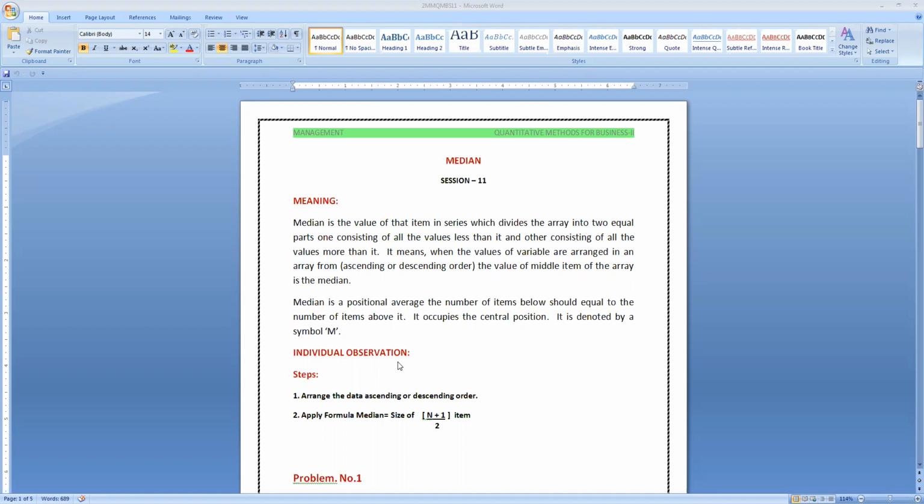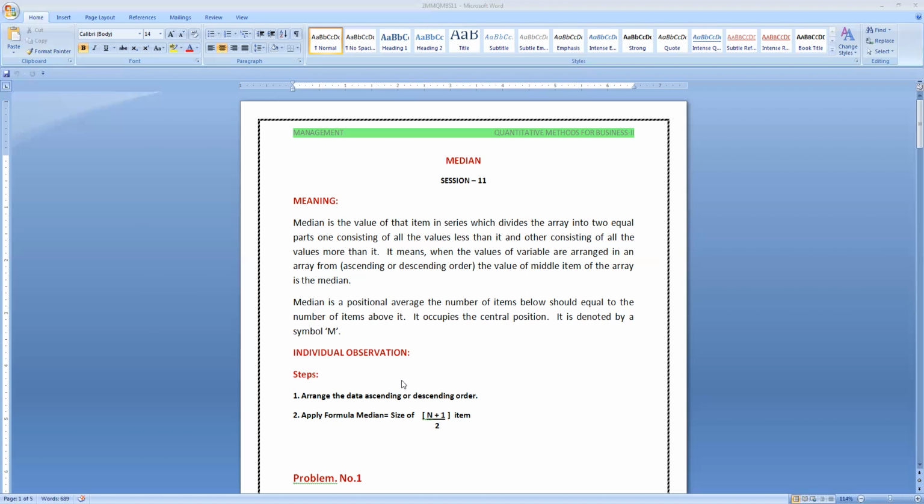In this session, I am going to have a discussion on the second type of average, that is called the median. Before starting the problems, let us know what we mean by median. Median is nothing but the central value, the item of the series where we divide the arrangement of numbers into two equal parts. One part will be considered the less than value, the other part the more than value. The central value is called the median value.